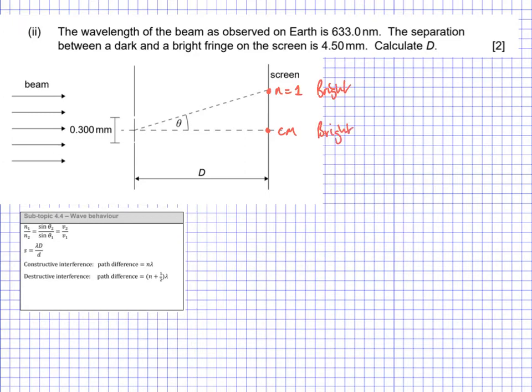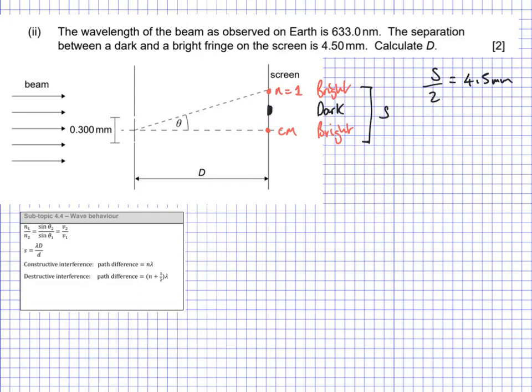Of course, the dark would be in the middle, so this would be a dark spot here. So this gap here between the central maxima and n1, this is the S value, but we're not given the S value. Really, we're given the S value divided by 2. So S divided by 2 is 4.5 millimeters.